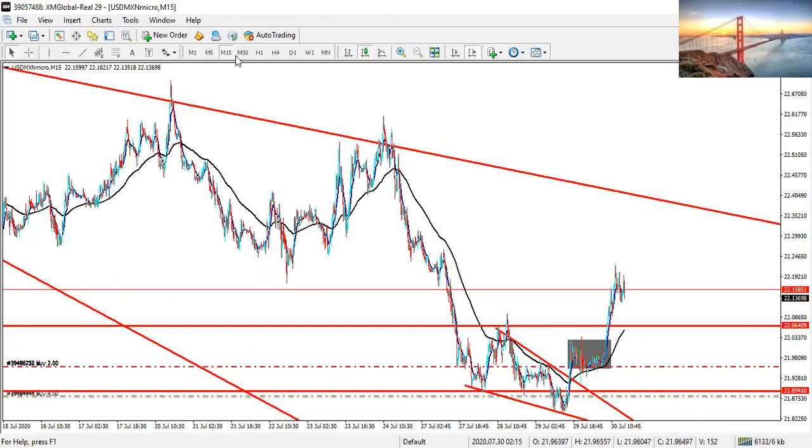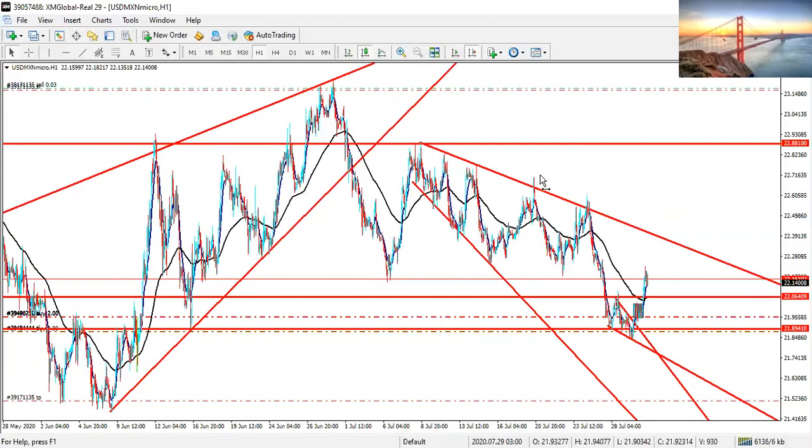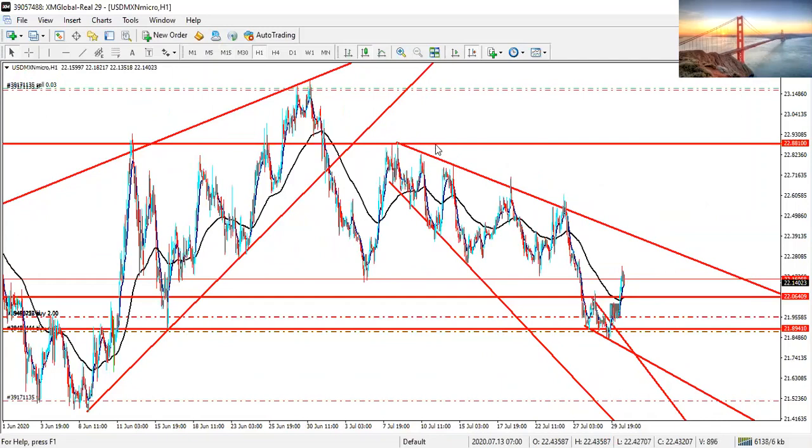I am targeting, like the picture, I am targeting, can't really see the line, 22.88100. That's my target. Like the picture, depending on how it plays out, but essentially that's my target. And then hopefully maybe price will fall back down. But that's pretty much it.